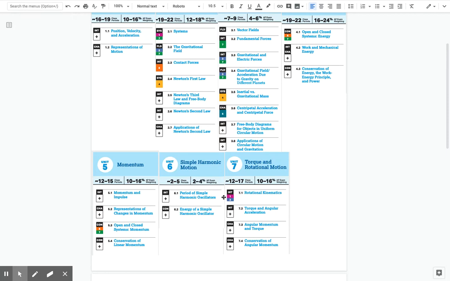Simple harmonic motion, which we spent a good amount of time talking about. So period, amplitude, frequency of objects that are vibrating in simple harmonic motion. So that's like our pendulums, our spring mass systems, etc. Torque and rotational motion, which we will get to starting probably a week, midway through the week when we return from spring break.